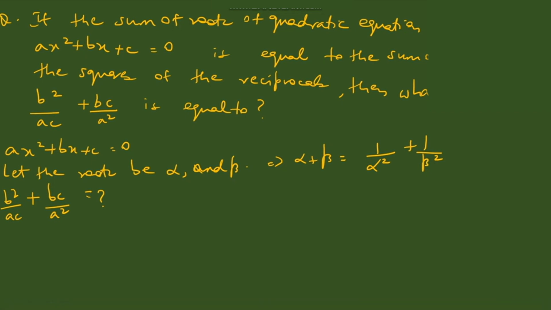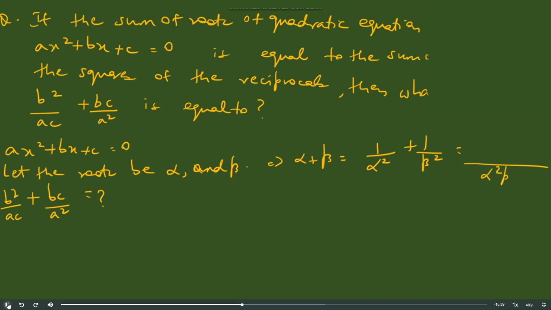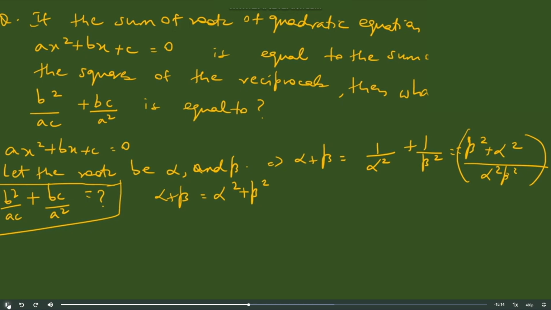Okay, so now first let us calculate alpha plus beta, we know. Let us simplify that further. Here alpha square beta square, we will take LCM. This is beta square plus alpha square. So alpha plus beta is equal to alpha square plus beta square by alpha square beta square.